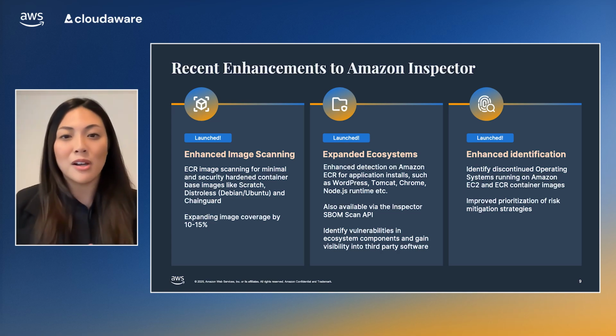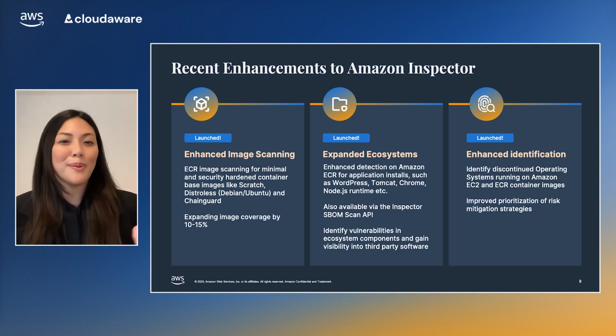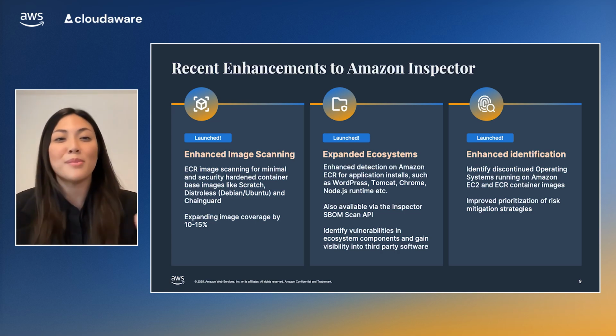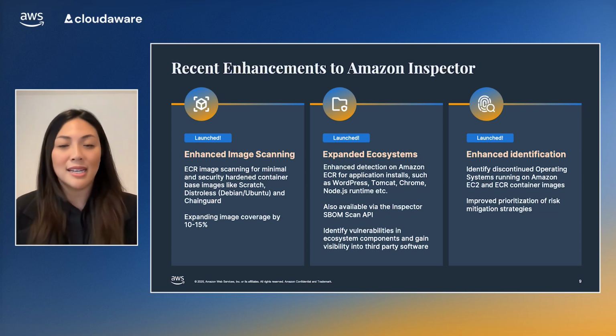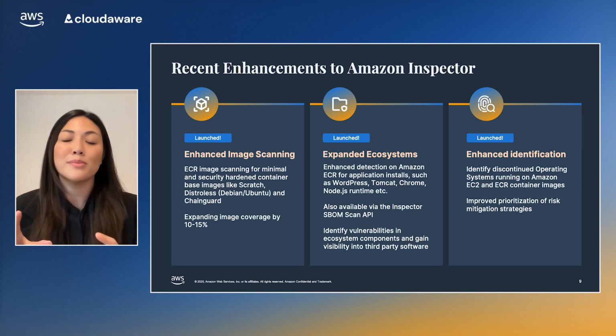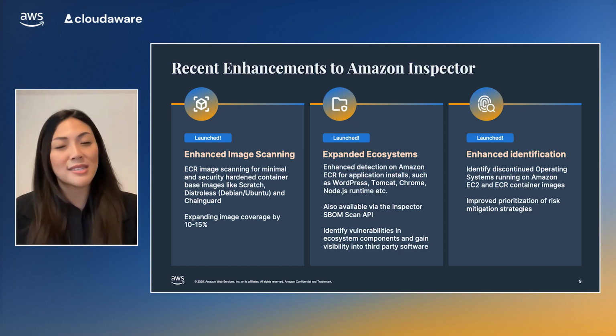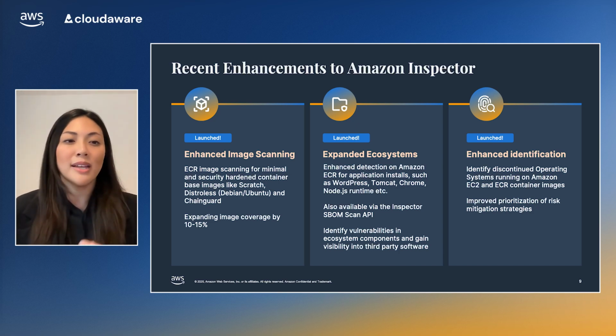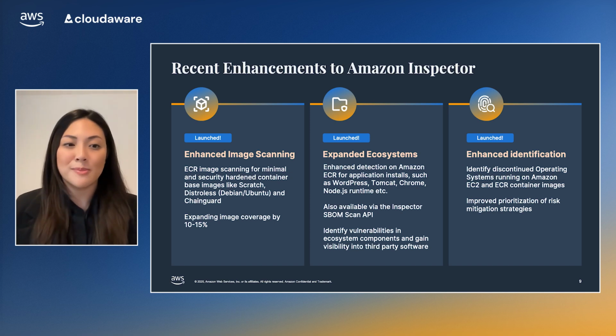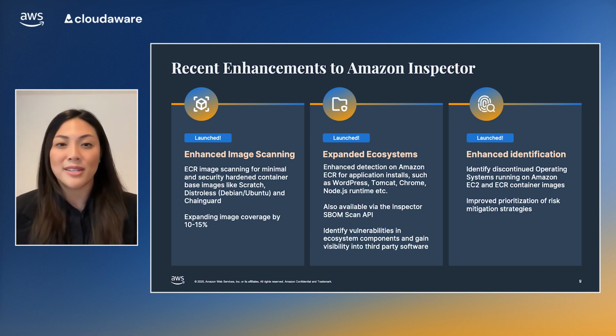And I wanted to quickly talk about some of the recent enhancements before I pass on to Mikhail completely to actually demo Cloudaware. One of the key things that we focused on was to enhance more image scanning. So Amazon Inspector is now able to scan ECR images for minimal and security hardened container based images such as Scratch, Distroless, as well as ChainGuard. This actually expands and increases our Amazon Inspector image coverage by up to 10 to 15%.